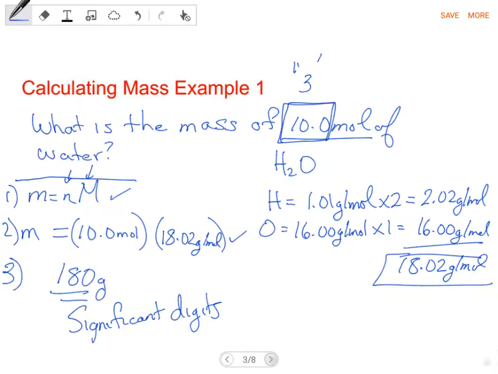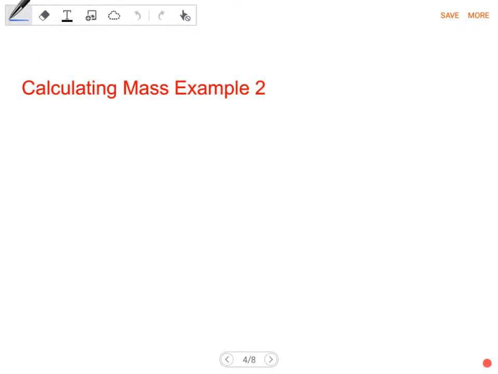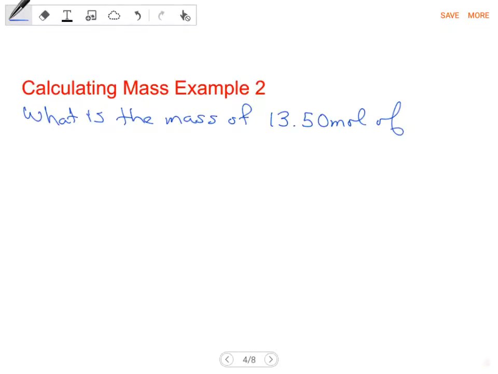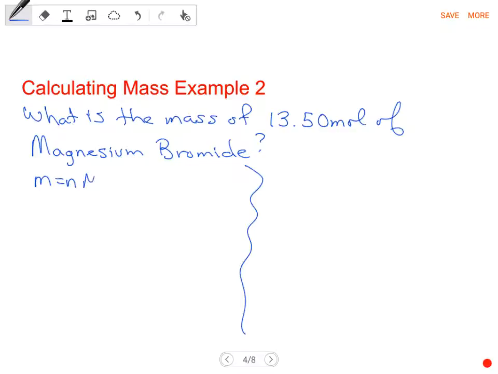Let's try another example. Okay, let's go here. What is the mass of 13.50 moles of, let's say, magnesium bromide? Okay, so a couple things we have to do right here. Let's start with our formula. So m equals nM, that's my blank formula. Step 2, let's start inputting.